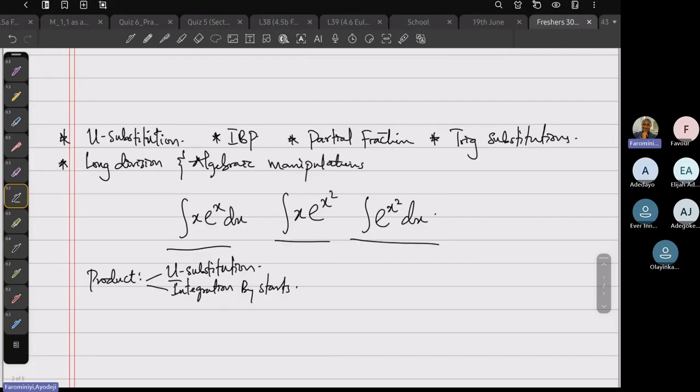So for instance, these two functions: the first one, you cannot use U substitution. The second one will be U substitution.